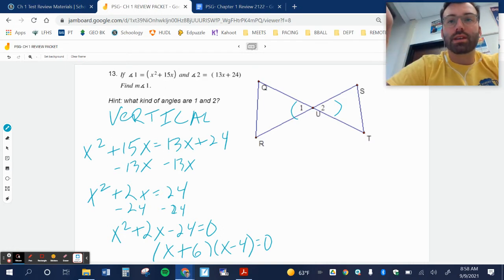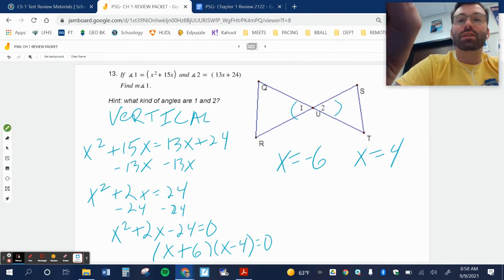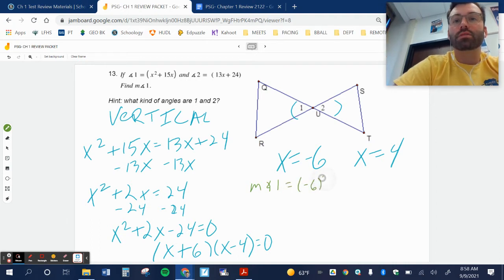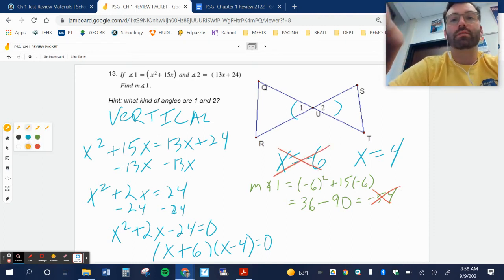So if I have x plus 6, that means x equals negative 6. If I have x minus 4, that means x equals 4. Remember, it's the opposite. So now I need to figure out which one works. If I plug negative 6 into the measure of angle 1, I get negative 6 squared plus 15 times negative 6, which gives me 36 minus 90, which is negative 54. I cannot have a negative angle, so I can toss out negative 6.